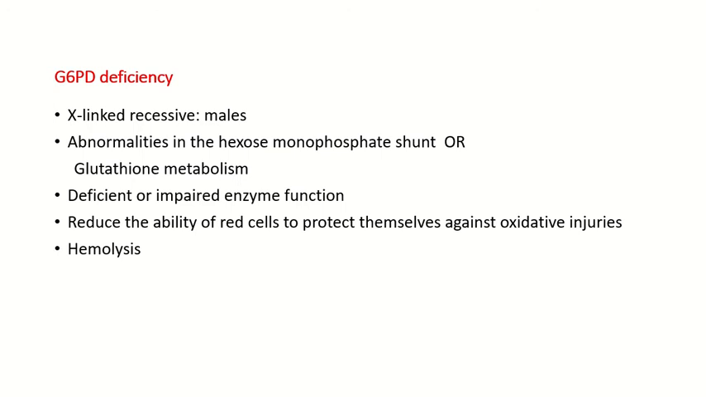Basically, there is abnormality in the hexose monophosphate shunt pathway. G6PD deficiency leads to impaired normal enzymatic function that reduces the ability of red cells to protect themselves against different oxidative injuries and infections. It can lead to hemolysis.